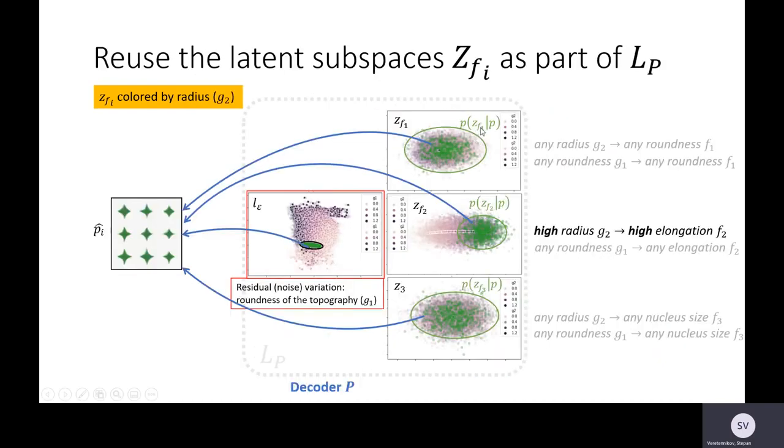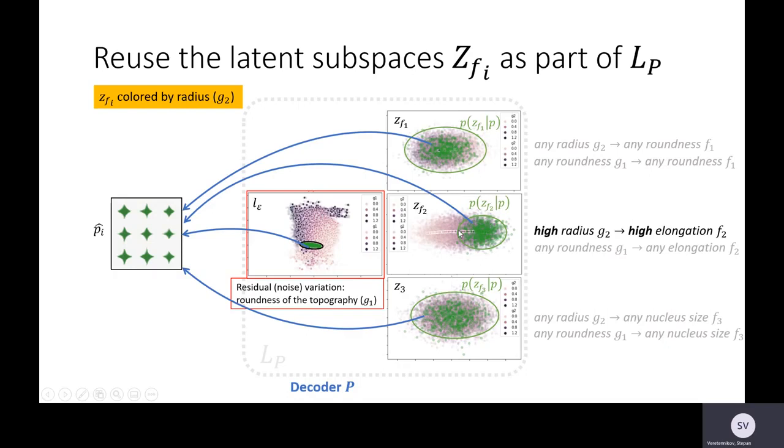Since radius and roundness features of topographies have no influence on roundness of the cell, there should not be any structure according to any feature of the topography. So each topography of different radius, of different roundness, will map to the full distribution ZF1. There is no distinction between radius and roundness, since they have no influence on roundness of a cell.